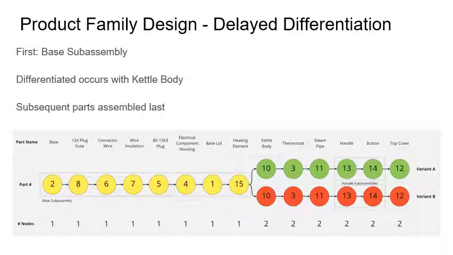Depicted here is the delayed differentiation assembly model. First, all components of the base subassembly are assembled as they are common between both product variants. Next, differentiation occurs via the attachment of the kettle body, as all subsequent parts must attach to this component.